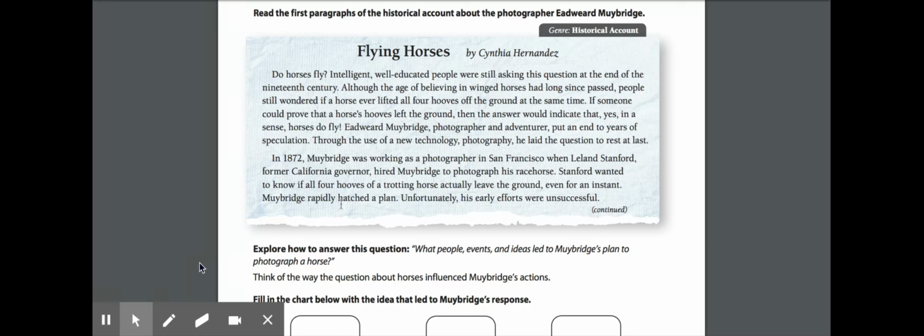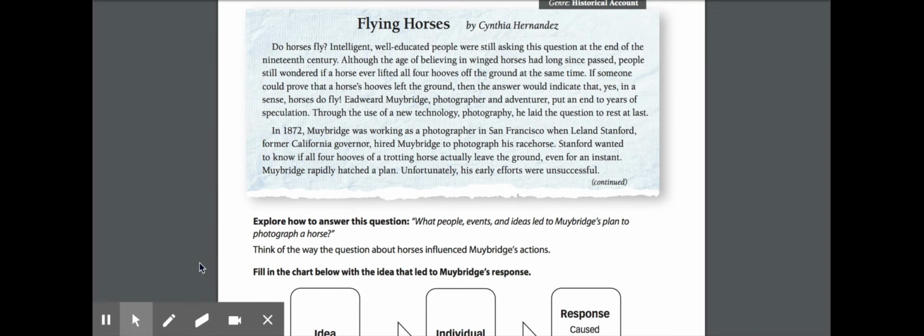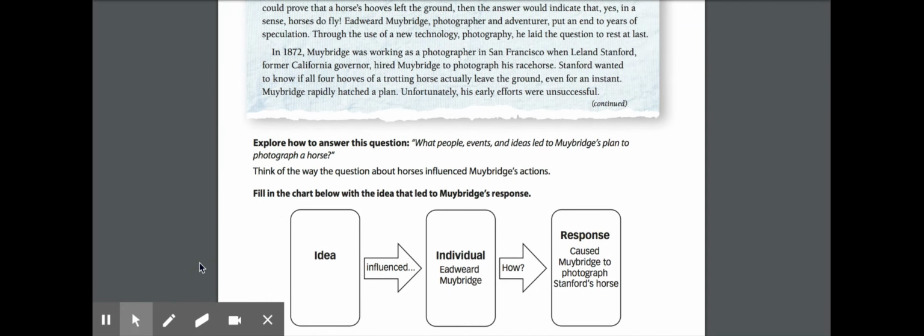Stanford wanted to know if all four hooves of a trotting horse actually leave the ground, even for an instant. Muybridge rapidly hatched a plan. Unfortunately, his early efforts were unsuccessful. So now let's ask ourselves, what people, event, and idea led to Muybridge's plan to photograph a horse?